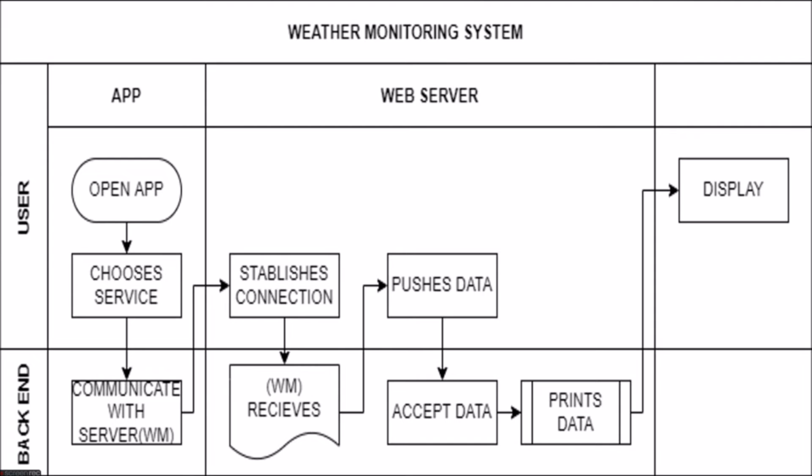When he chooses a service, the backend, that is the Wi-Fi module, communicates with the server and stabilizes the connection with our app. After stabilizing the connection, the Wi-Fi module receives the data from the backend, that is the database, and then pushes the data to the user in the front end of the app, and then accepts the data again, prints it, and displays it in the app.